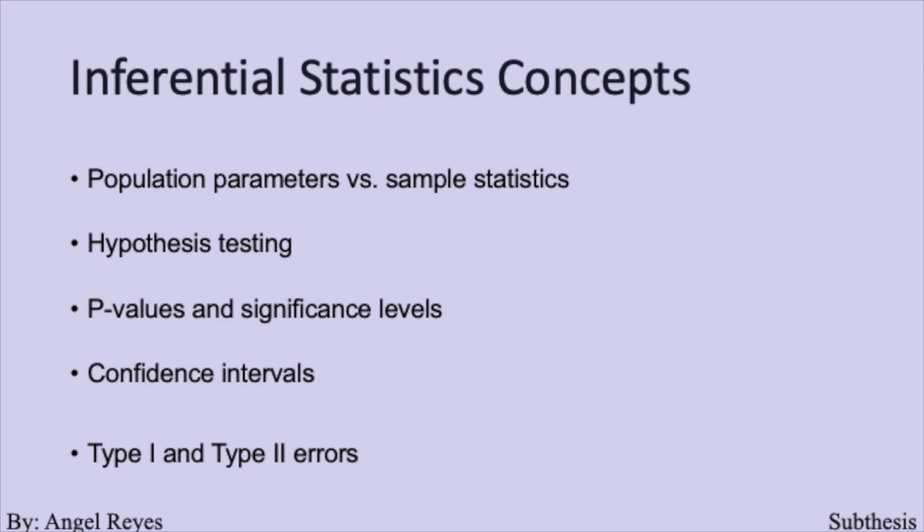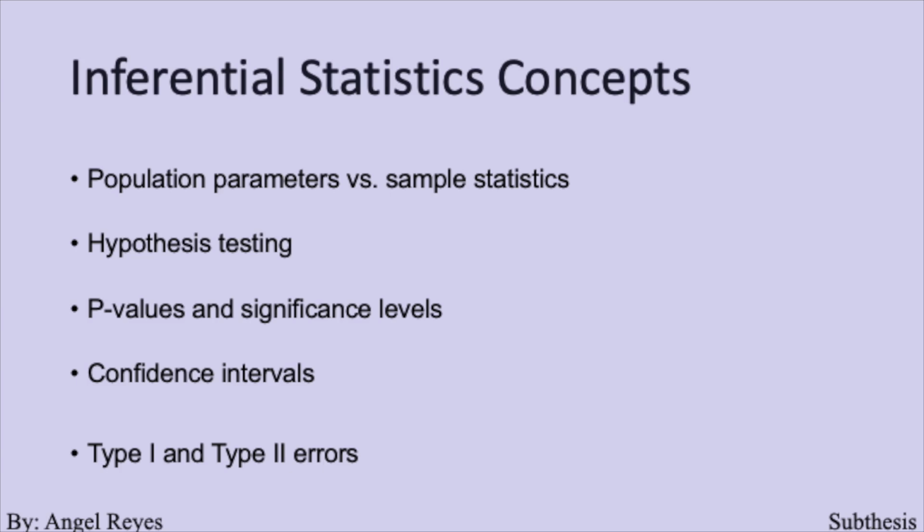P-values indicate the probability of observing results at least as extreme as those found if the null hypothesis were true. Significance levels, typically set at 0.05, establish thresholds for rejecting the null hypothesis. Confidence intervals indicate the range within which the true parameter likely falls, providing information about both effect size and precision.